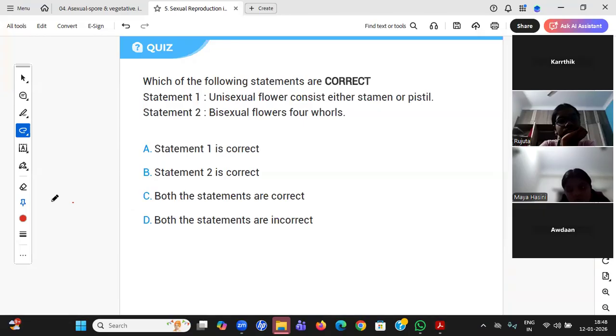Narendran, right answer. Maya, right answer. Rujita, right answer.